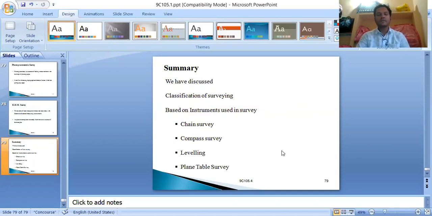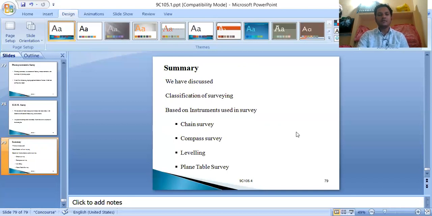So far we have covered in this class the main definition of survey and the main purpose of survey, meaning the objective of surveying. Along with that, we have learned the different measurements taken in surveying, like linear measurements and angular measurements. After that, we classified surveys based on the object of survey and the nature of field survey. We have further classified surveys based on instruments used. These are the things we have learned so far.